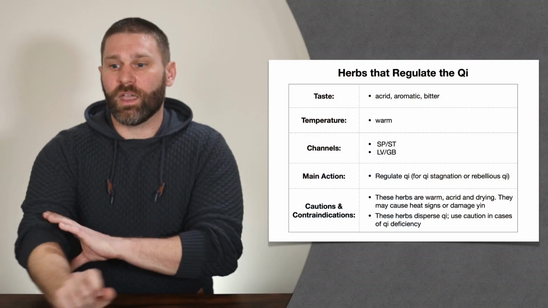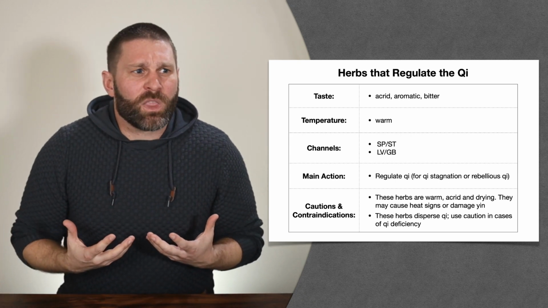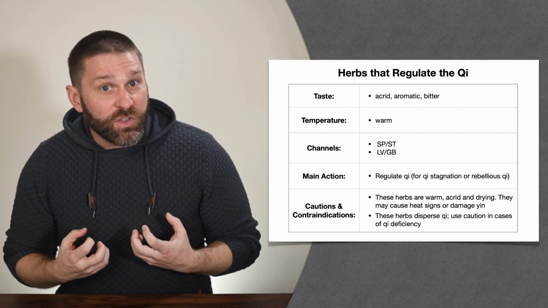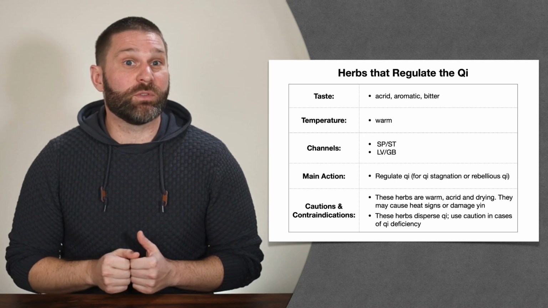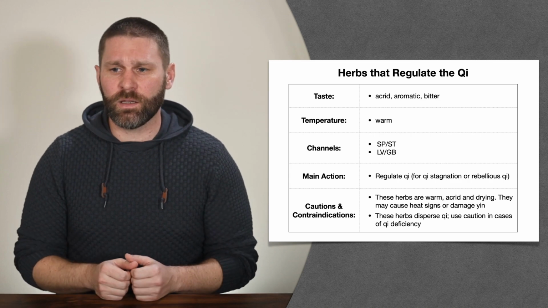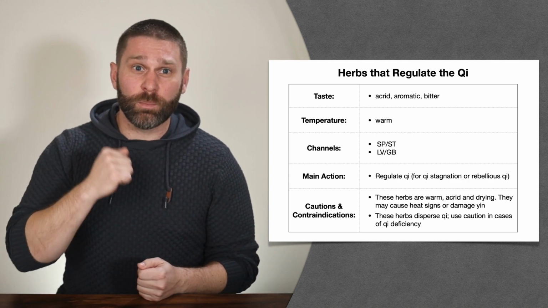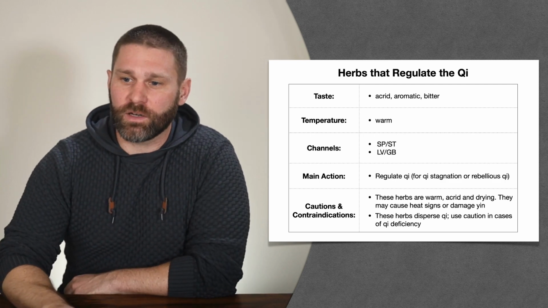If we try to strongly move the qi when the person doesn't have enough qi to begin with, that's going to cause problems. You might stir up wind or deplete the qi even more. So that's another thing we have to be careful about with qi deficiency, especially with the herbs that break the qi. Another one we should mention is that some of these herbs require caution in cases of pregnancy. They're not outright contraindicated, but because they're treating rebellious qi, they have a strong downward direction, so you need to use caution in cases of pregnancy.